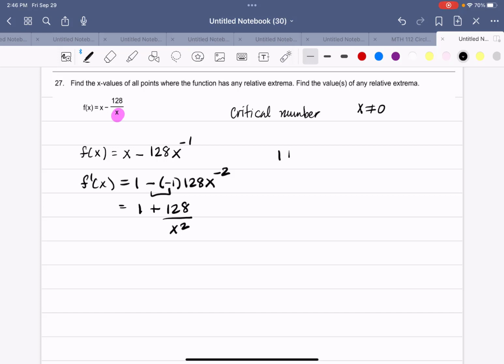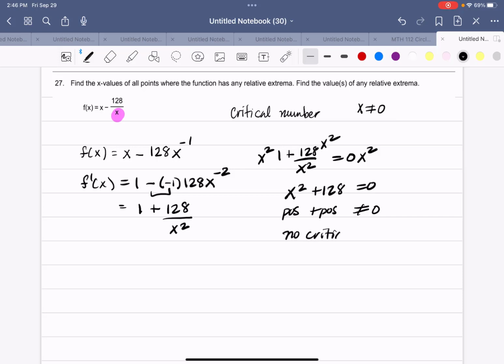So let's see if 1 plus 128 over x squared can ever equal 0. Well, we'll multiply everything by x squared, and we get x squared plus 128 equals 0. And look, this is always a positive, and this is always a positive, so we're never going to get a 0. You need a positive and a negative to cancel each other out to get a 0. So there are no critical numbers.